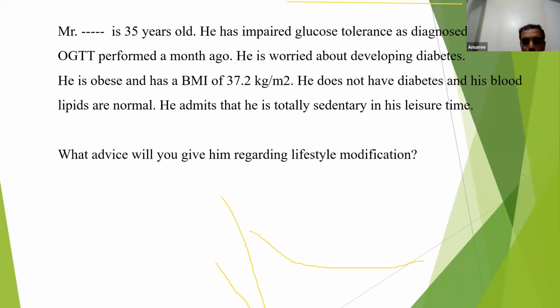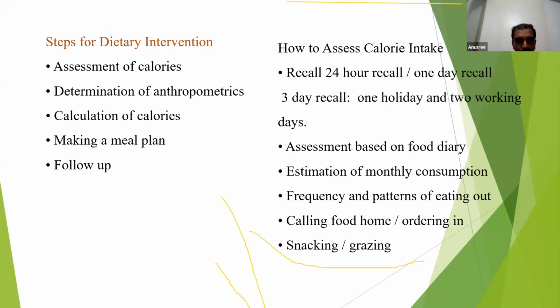His BMI is 37.5. What advice, being a family physician, will you give? So our intervention starts at his diet, and the steps in dietary intervention are assessment of his calories, which we can do with a 24-hour recall method of one holiday and two other working days, and determination of his height, weight, and anthropometry, calculate calories, make a meal plan for him, and follow up.